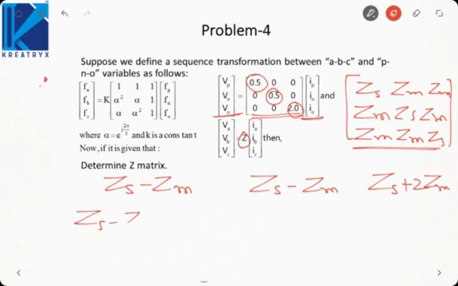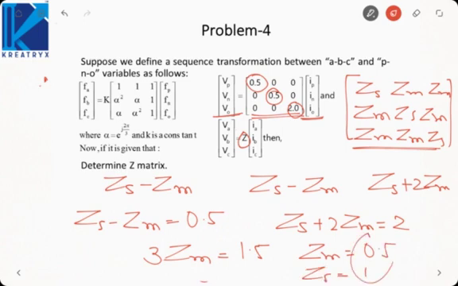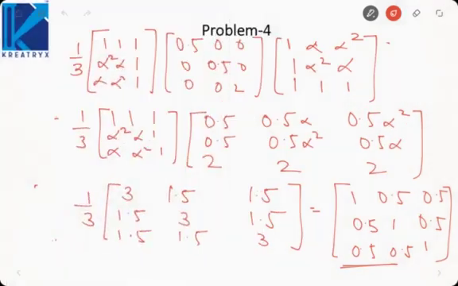Now just by comparison, I know Zs minus Zm is 0.5, whereas Zs plus 2Zm is 2. Now if we subtract these two, 3Zm will become 1.5, Zm is 0.5, and from first equation Zs is 1. So this matrix will be this only, Zs is 1, Zm is 0.5. So this can be arrived directly if you remember the results for the transmission line.